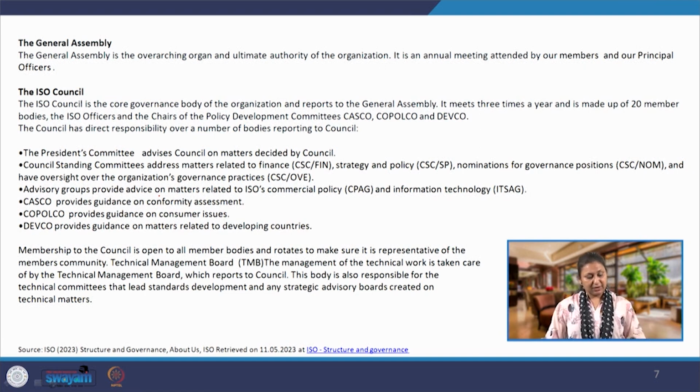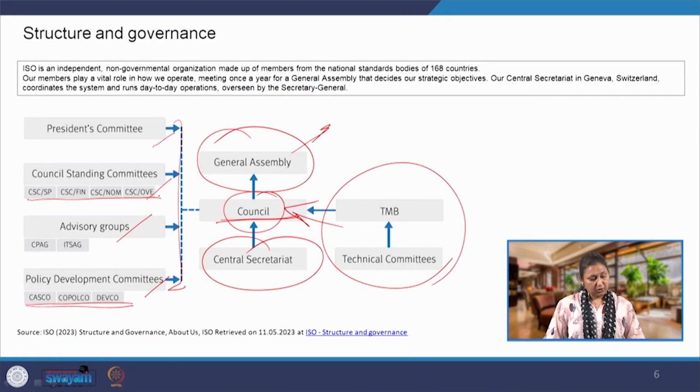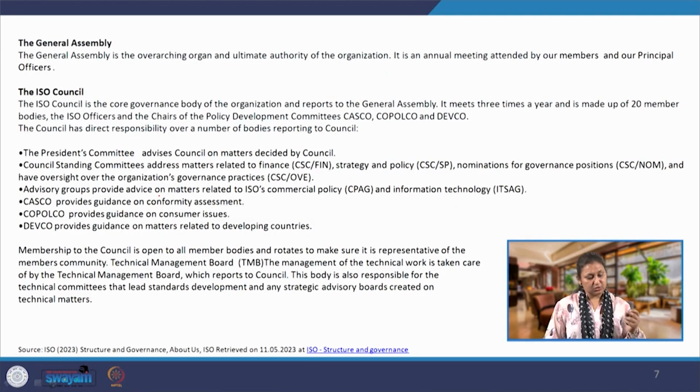Then we also have advisory groups to provide advice on specific matters related to ISO's commercial policy and information technology. These advisory groups bring in experts who will advise on specific matters related to different policies and others. Then we have these policy development committees. One is CASCO, which provides guidance on conformity assessment. So, how to conform to certain standards; that conformity assessment is done by CASCO.